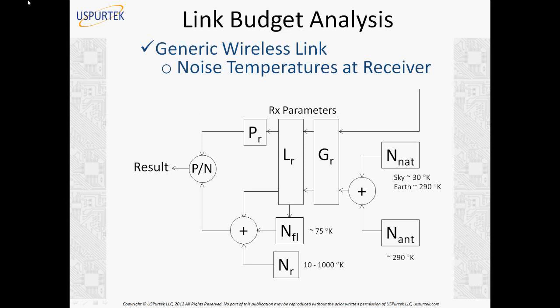Feeder loss is generally around 75 K, and receiver noise can range from 10 to 1000. Why such a wide range? Because there are so many different types of receivers. If you are using a very high power receiver and you have some sort of vacuum tube based power amplifier, which is old generation, of course, but they are definitely still used, you will be generating too much heat inside the receiver. On the other hand, if you have a very low power receiver, it could be very small. So it depends on receiver to receiver. But all these different types of noise sources must be taken into account.